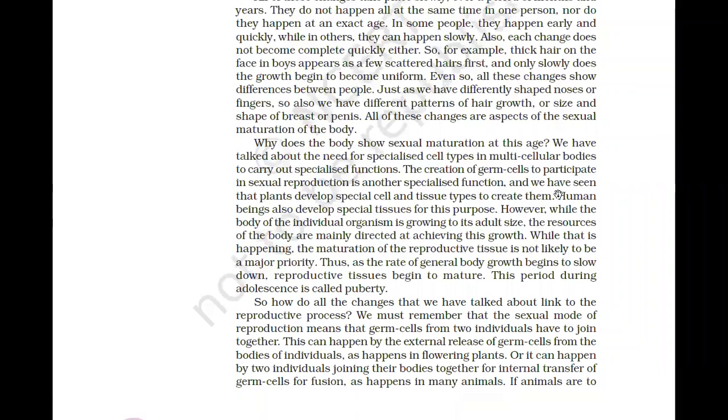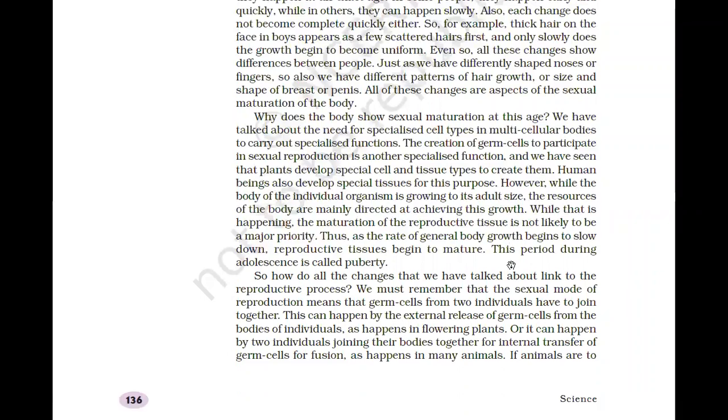We have talked about the need for specialized cell types and multicellular bodies to carry out specialized functions. The creation of germ cells to participate in sexual reproduction is another specialized function, and we have seen that plants develop special cell and tissue types to create them. Human beings also develop special tissues for this purpose.